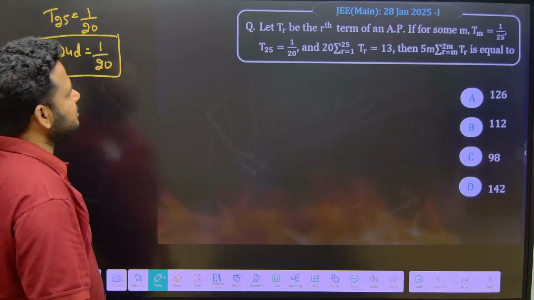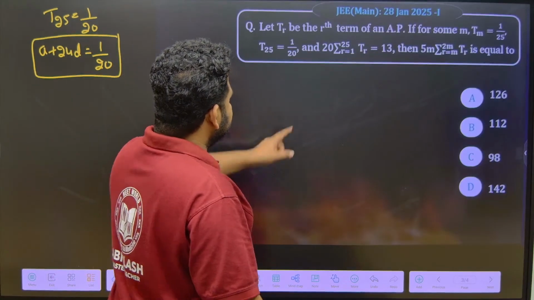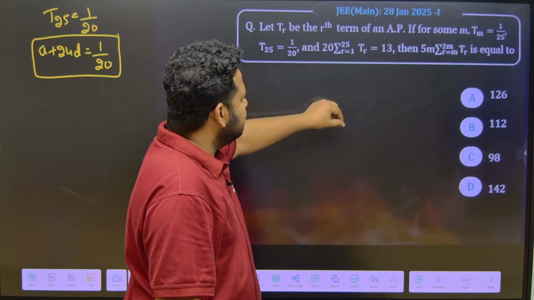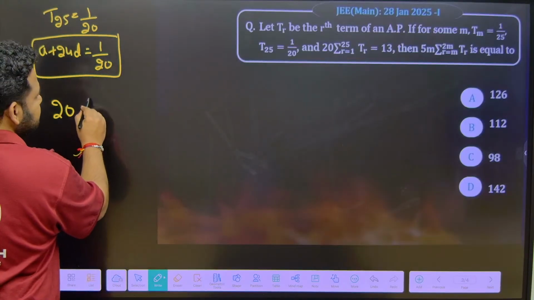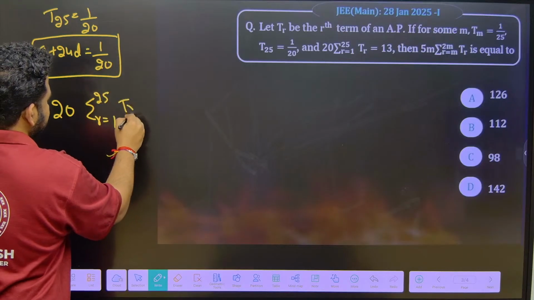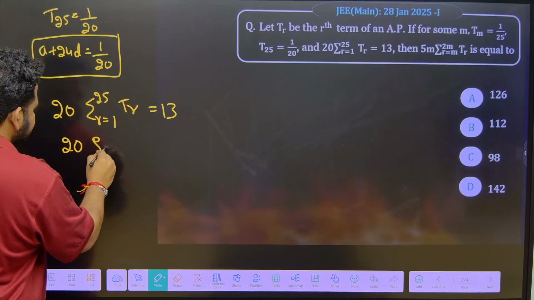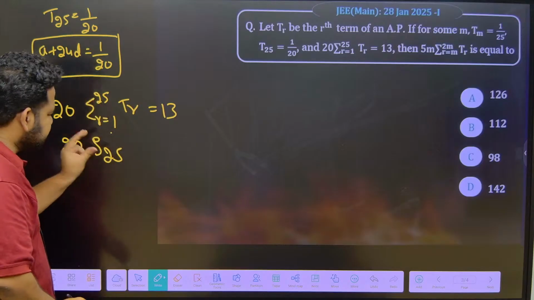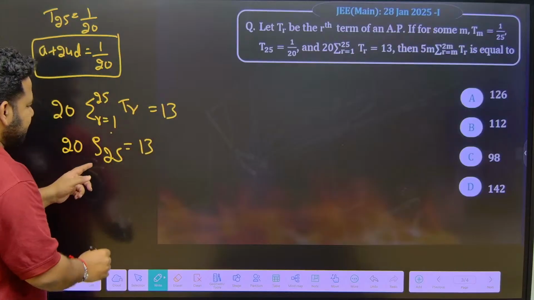Now, what else are they telling us? They are telling 20 times summation of this. That is, 20 times summation of R running from 1 to 25 of TR is equal to 13. This is nothing but 20 times S25, because summation of R running from 1 to 25 is nothing but S25. So 20 times S25 is given as 13.